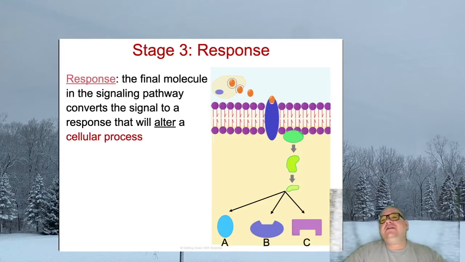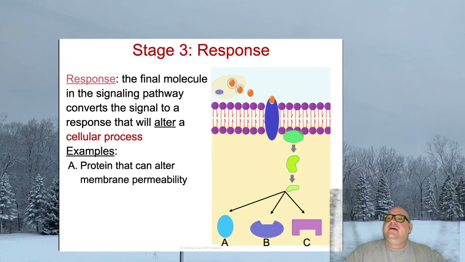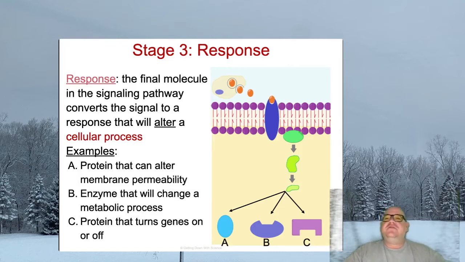So the response is some sort of alteration, something that cell wasn't doing before, it's going to start doing or stop doing. So that's usually make something, stop making something, open up, move. It could be a lot of different things, but those are the common ones, okay? So here's where I wrote down the examples, okay?